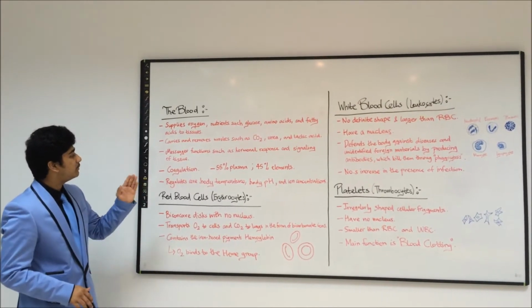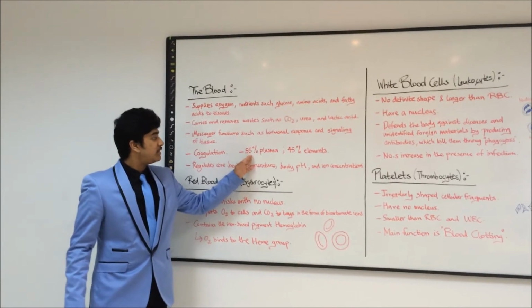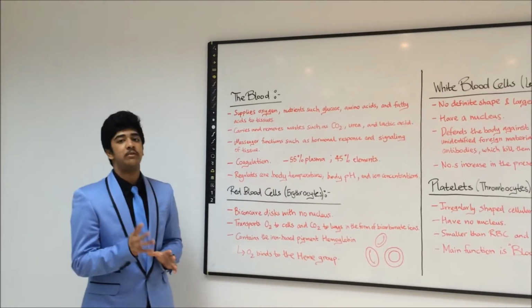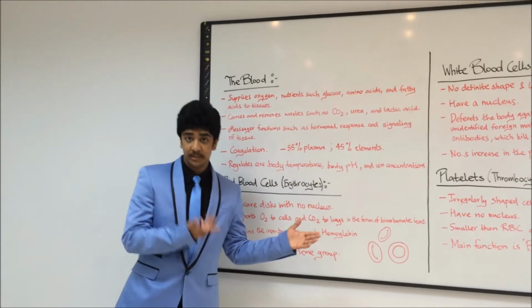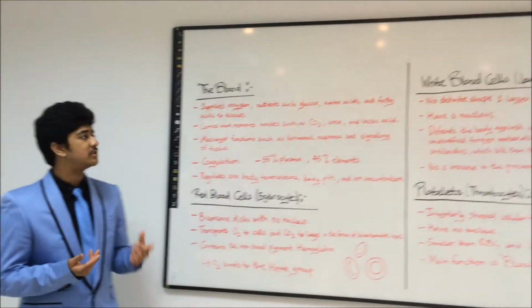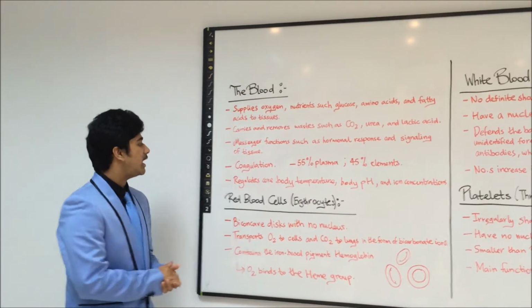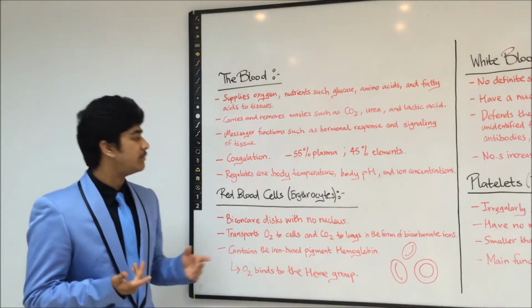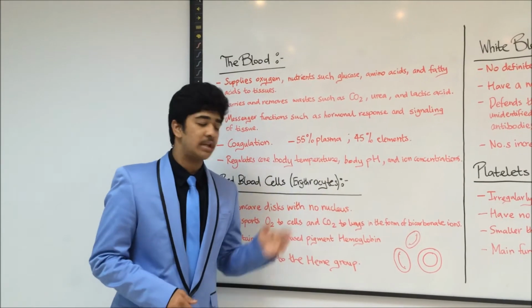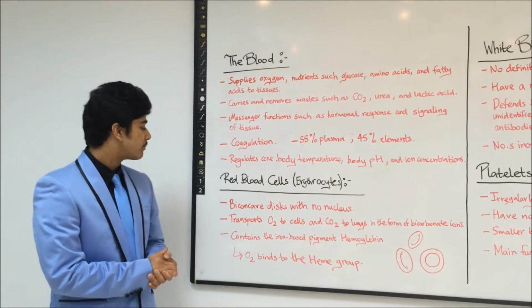And note that the blood has a composition of 55% plasma, which is mostly water, and 45% of elements, which are red blood cells, white blood cells, and platelets. And they also regulate core body temperature, body pH, as well as ion concentrations.